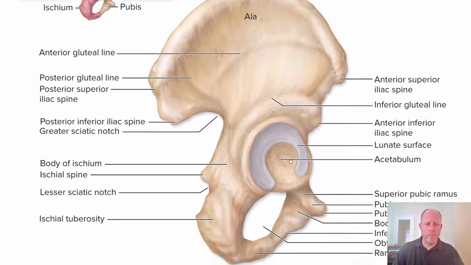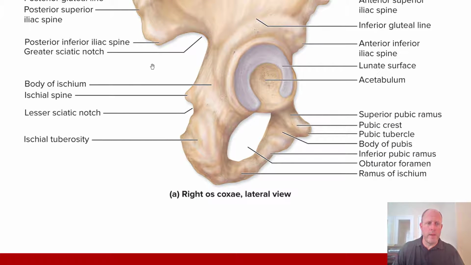And then we have the body of the ischium here, and the ischial spine, lesser sciatic notch, ischial tuberosity, a superior pubic ramus, pubic crest, pubic tubercle, and the body of the pubis, and the inferior pubic ramus, obturator foramen, and the ramus of the ischium.